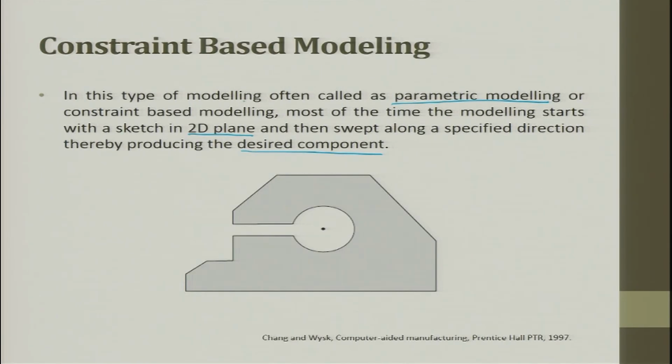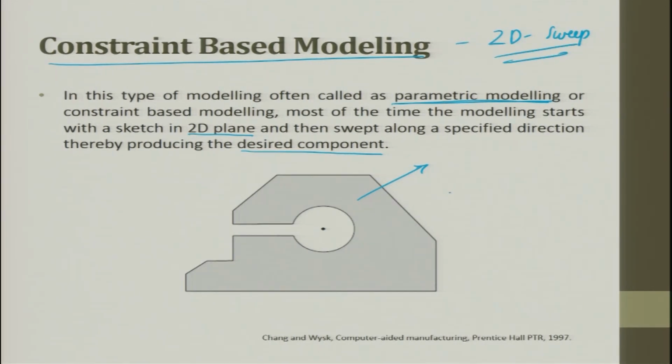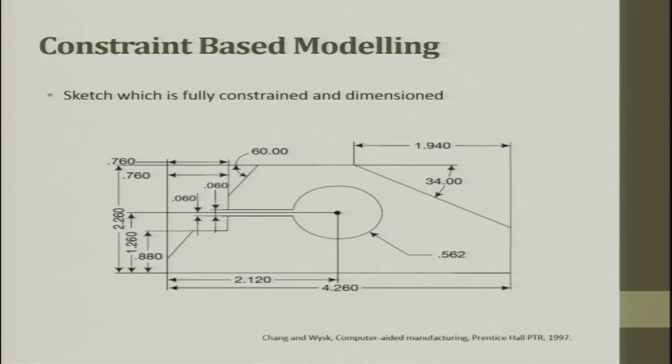When we talk about constraint based modeling, this type of modeling is often called parametric modeling or constraint based modeling. Most of the time the model starts with a 2D sketch and then is swept along the direction so that you get a 3D object. This is the same thing we studied in 2D with the sweep command. There it was a simple object; here it is a completely real time object. You construct this 2D sketch, then you give the desired depth, which makes it 3D, and then you get the component.